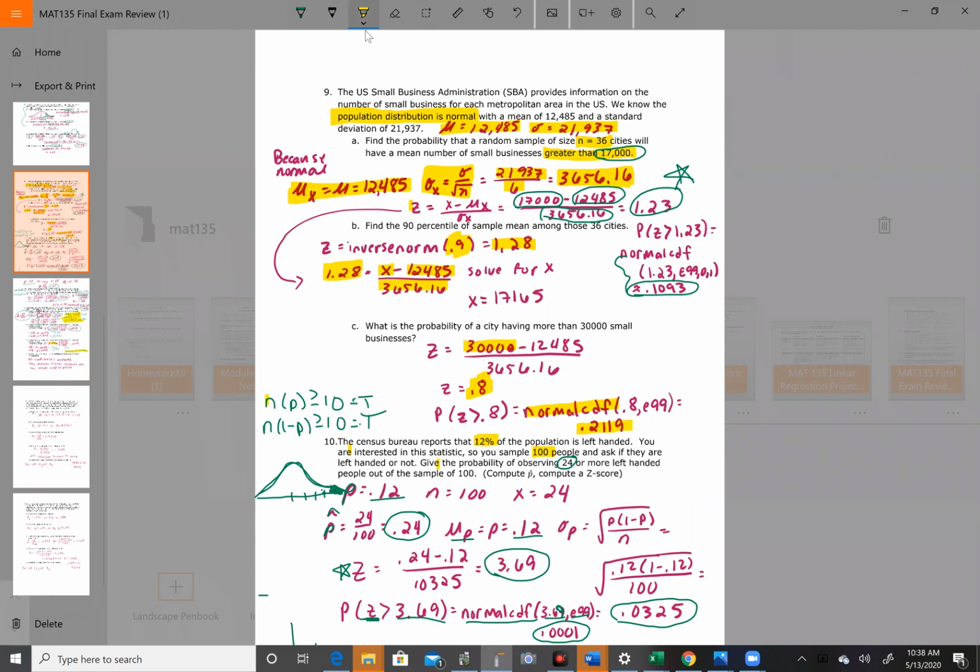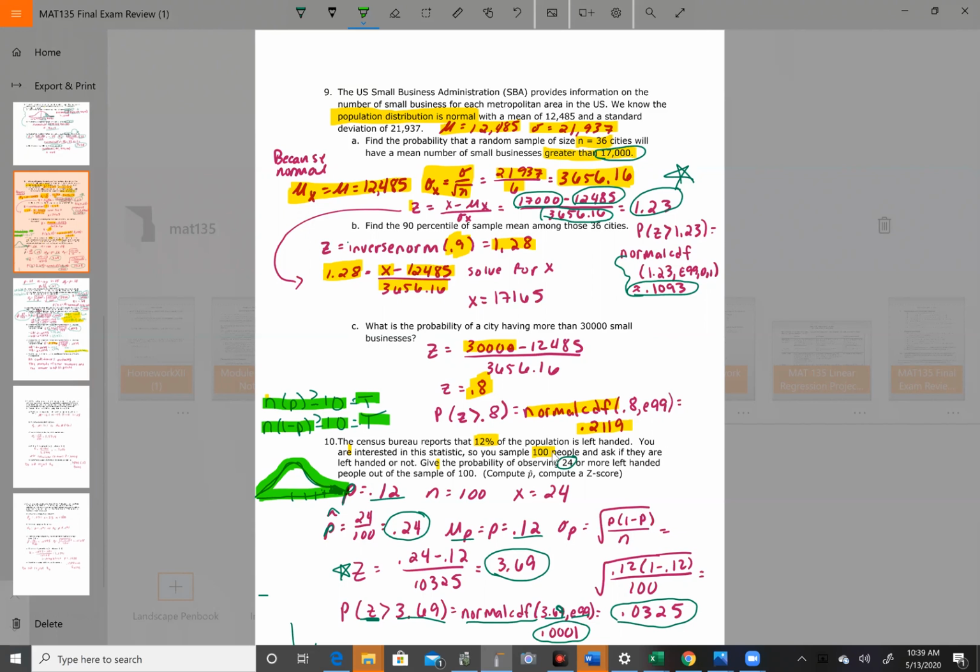Is n times p greater than or equal to 10? So you multiply your n, which is 100, times your p, which is 0.12, and that is equal to 12, so that is true. Then you need to do n times 1 minus p, so that's 100 times 1 minus 0.12, which is exactly 88. Is that greater than or equal to 10? Also true. So we in fact have a normal distribution here.